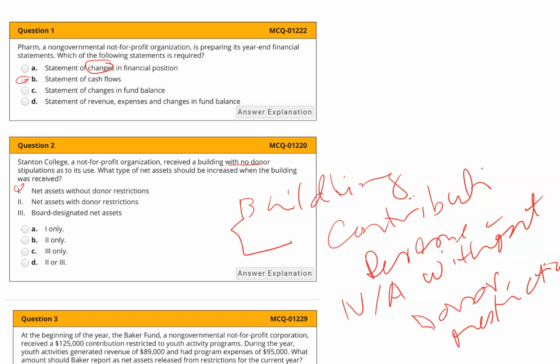Net assets without donor restrictions. Net assets with donor restrictions. No, the receipt of this building will not affect net assets with donor restrictions. Board designated net assets. No, it is related to the donors. The problem does not say anything about the board, so we cannot say anything related to board designated. So the answer is A.